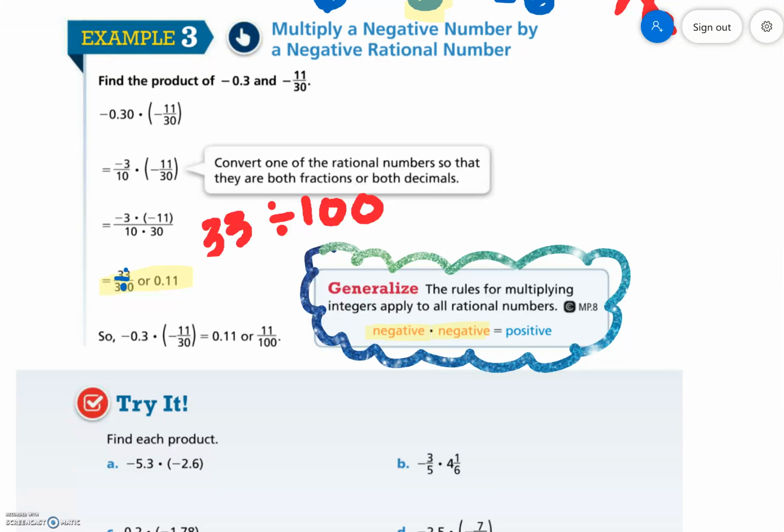So I'm going to tell you why they chose not to put it into decimals. If we tried that, negative 0.3 times negative 11 over 30. If I do 11 divided by 30 in my calculator, I get 0.36 repeating. That's going to be pretty hard for you to put into your calculator and multiply across, unless you put that in first and then multiplied by negative 0.3.